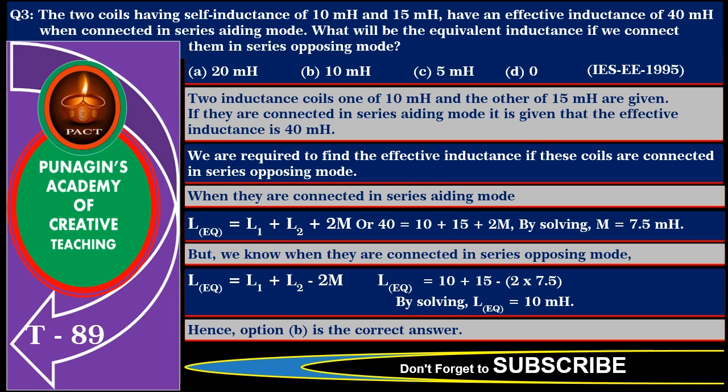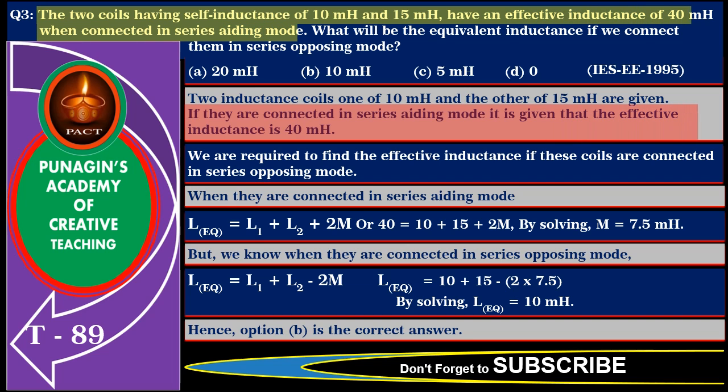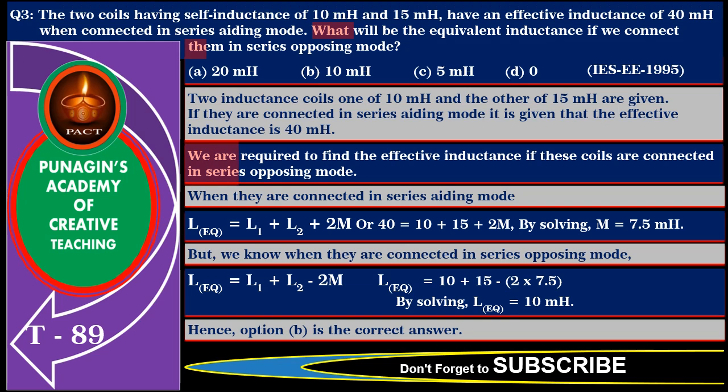Friends, in this question, two inductance coils, one of 10 millihenries and the other of 15 millihenries are given. If they are connected in series aiding mode, it is given that the effective inductance is 40 millihenries. We are required to find the effective inductance if these coils are connected in series opposing mode.